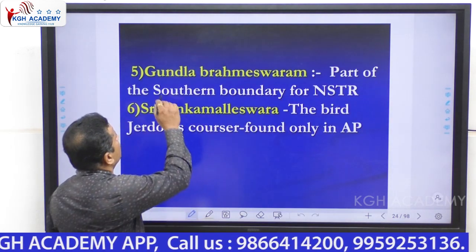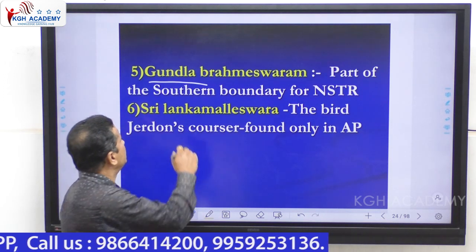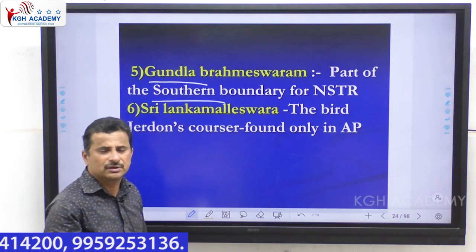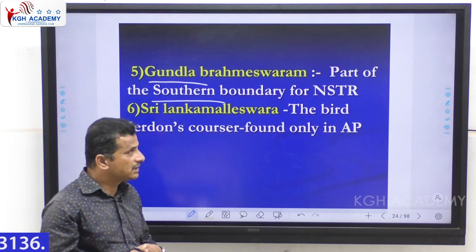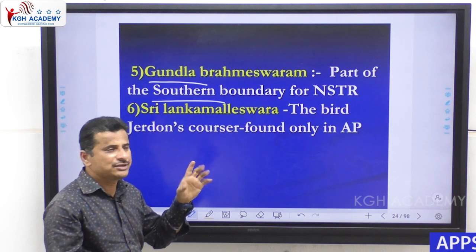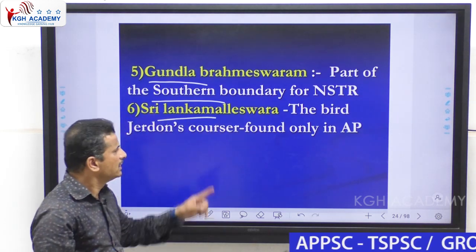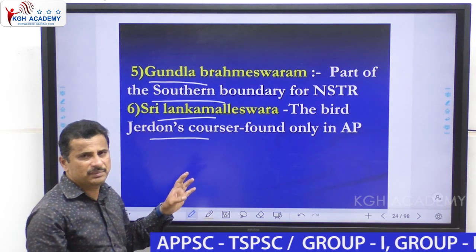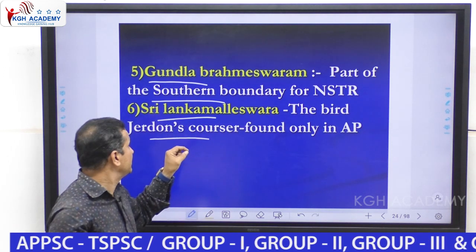And next, Gundla Brahmeshwaram Wildlife Sanctuary. This is a part of the southern boundary of Nagarjuna Sagar Tiger Reserve. So you can expect a question like this: which of the following is a part of the Tiger Reserve? Gundla Brahmeshwaram Wildlife Sanctuary. And next, Sri Lankamaleshwara National Park. Here the bird Jerdon's courser is found only in AP. This bird is present only in this area.